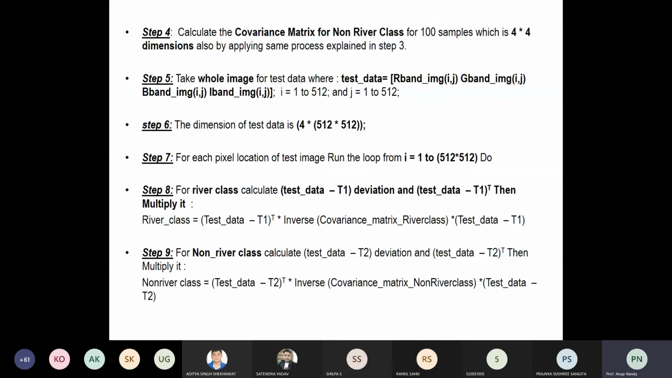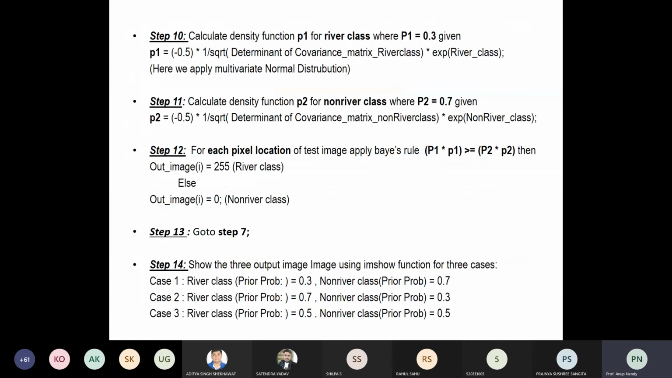If you have any questions, you can ask me. Hello, sir. Yes. Sir, in the previous question, in this question, once we have calculated the mean and covariance, it is the same as the previous assignment's third question, no, sir?